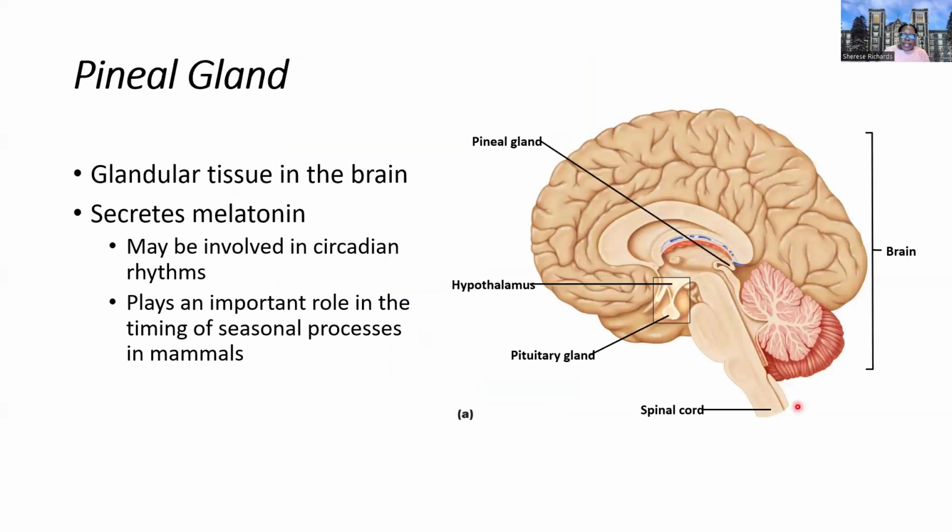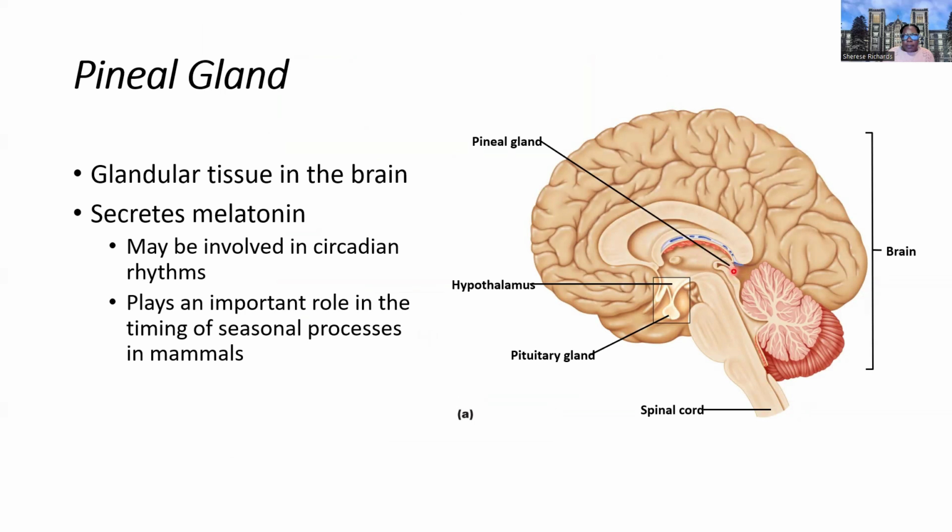We also want to think about the pineal gland. It's a very small gland at the base of the midbrain, or the base of the thalamus, rather, and it is associated with melatonin release. So we just talked about the suprachiasmatic nucleus and how that is affected by light. The hormone that is released from the pineal gland is melatonin.